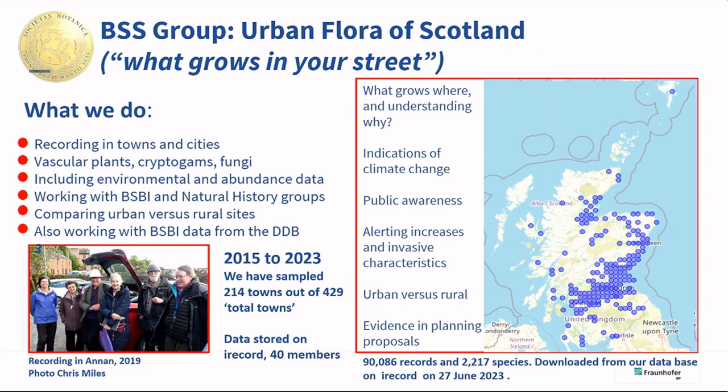So this is a quick overview, repeating some of the images that we saw in Jonathan Silvertown's introduction this morning. And you can see that we have covered about half of all the towns and cities. And we have found rather a lot of species. We've got about 90,000 records.